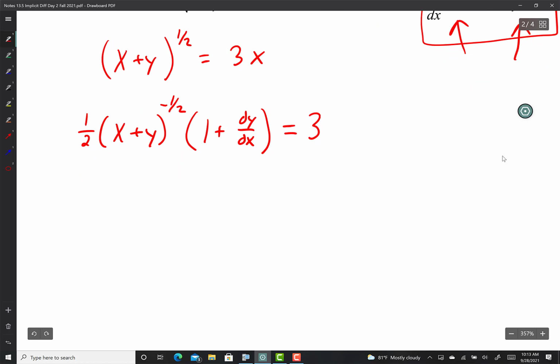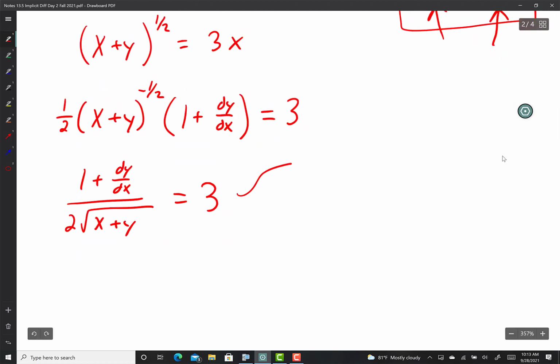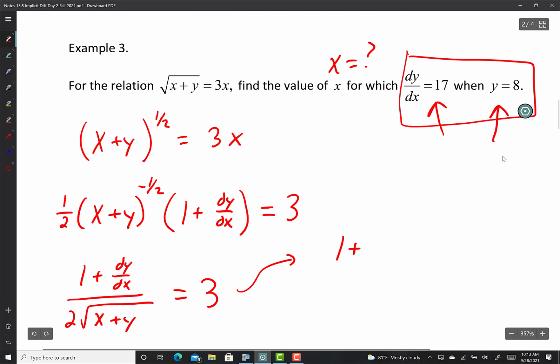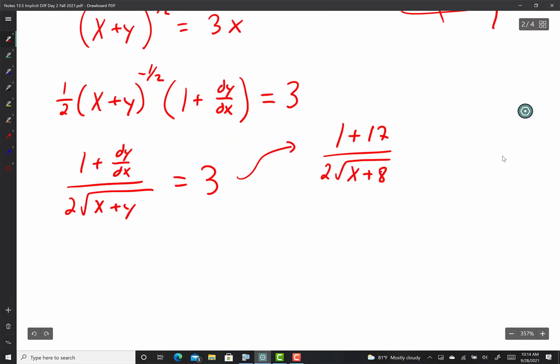So let me write it better. 1 plus dy/dx over 2 square root of x plus y equals 3. I'm going to plug in what I have. So from that, I'm going to go 1 plus, what was dy/dx again? 17 over 2 square root, and x is what I'm looking for, plus 8 equals 3. There it is. Are we okay so far, guys?